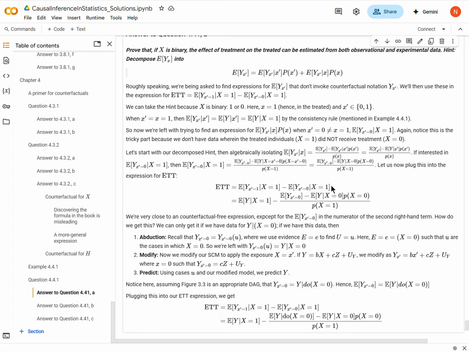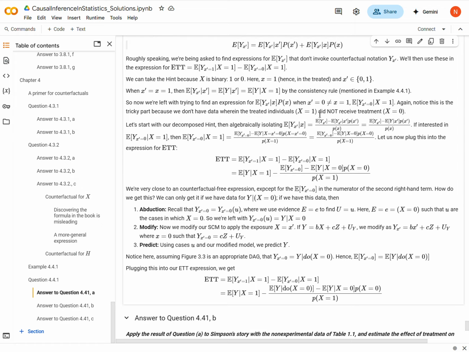So here's my expression for ETT that we're familiar with. We already have an expression for this by the consistency rule, and then our expression for the counterfactual value differs from the observed value, we have this. Okay, so right now we've eliminated some of the counterfactual notation, but we still have that guy right there. Okay, and so we need to see if there's a way that we can change this into a non-counterfactual expression.